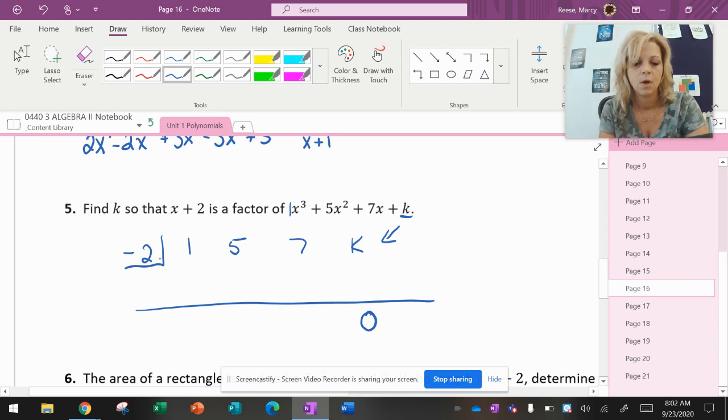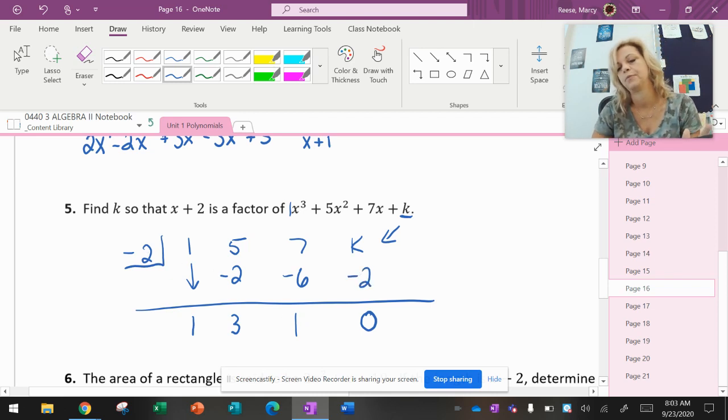Ready? Okay, so I'm going to bring 1 down. 1 times negative 2 is negative 2. So I get 5 minus 2 is 3. 3 times negative 2 is negative 6. 7 minus 6 is 1. 1 times negative 2 is negative 2. Okay, I'm going to stop there.